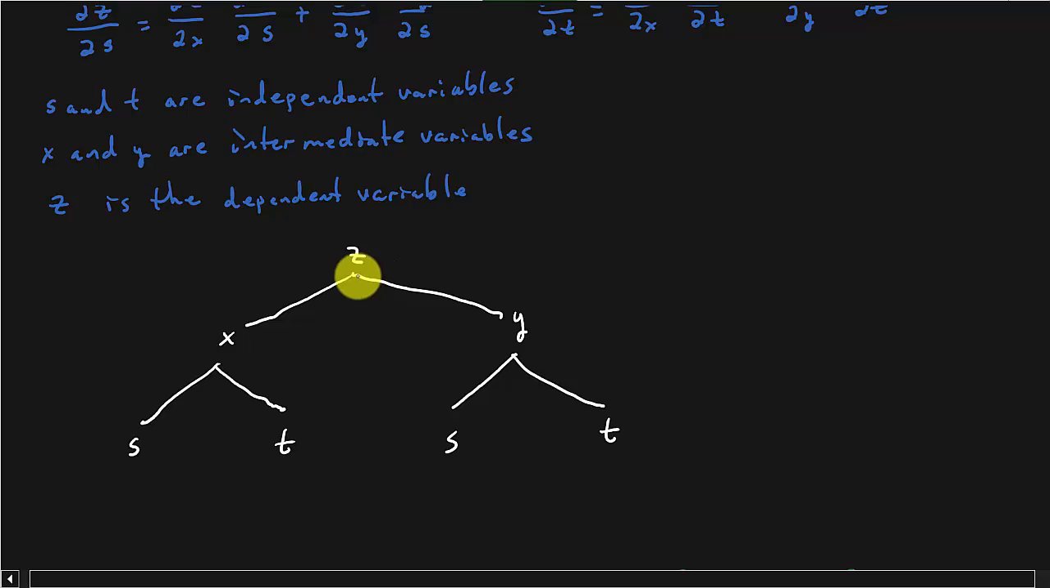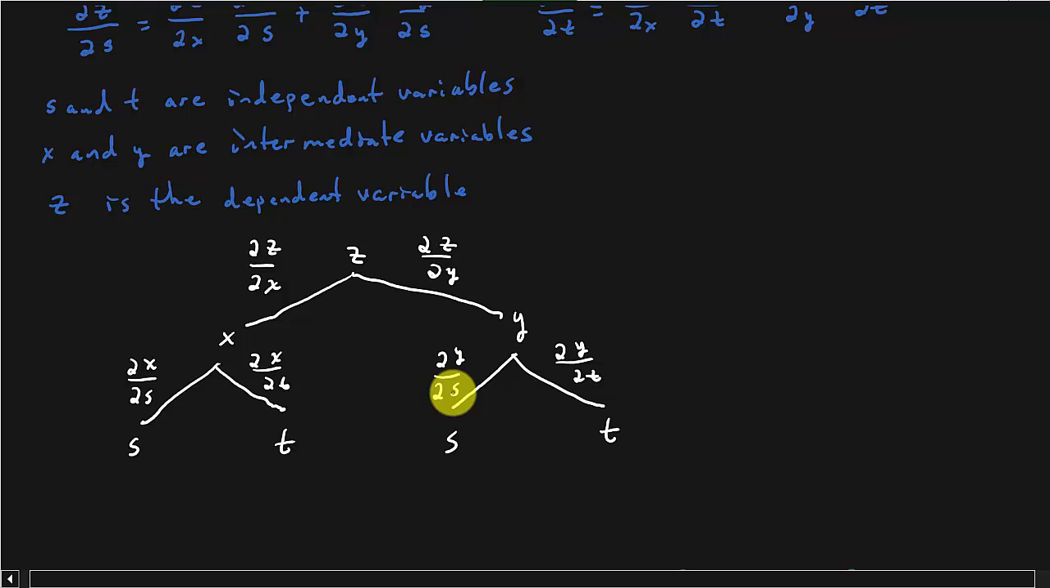All right. And so this right here would tell us the partial of z with respect to x. This would be the partial of x with respect to s. This would be the partial of x with respect to t. This would be the partial of z with respect to y. This would be the partial of y with respect to t. And this would be the partial of y with respect to s.